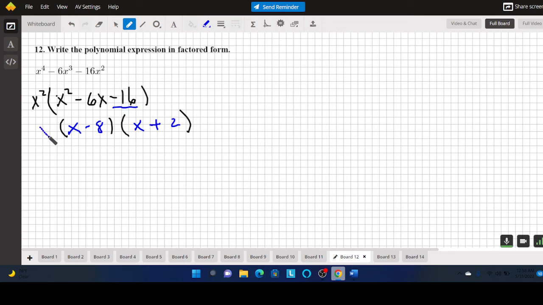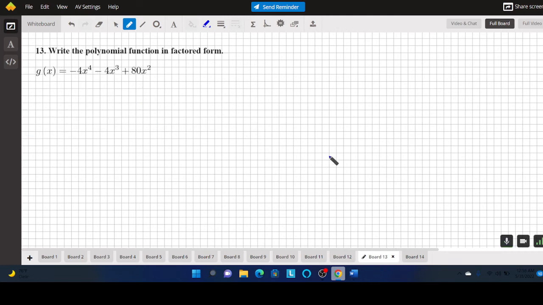And you have to keep that original factor that we factored out as a part of our answer. Let's put an equal sign there. Okay. That's as far as we can go. It's in factored form. Very good. Number 13. Write the polynomial function in factored form.